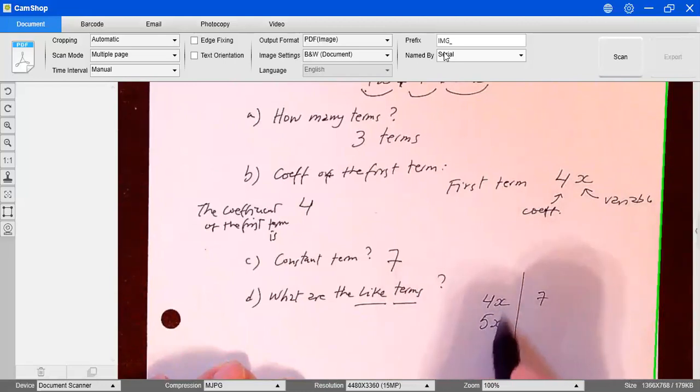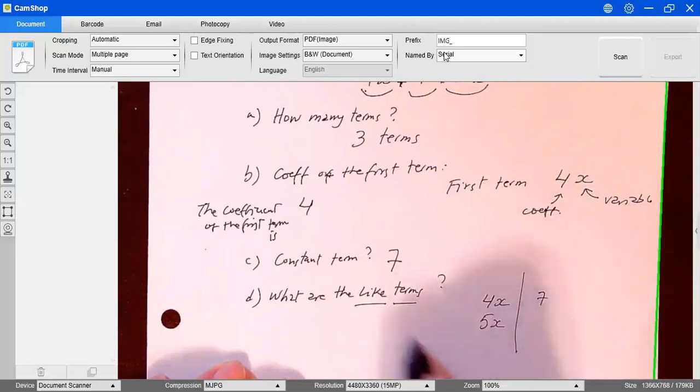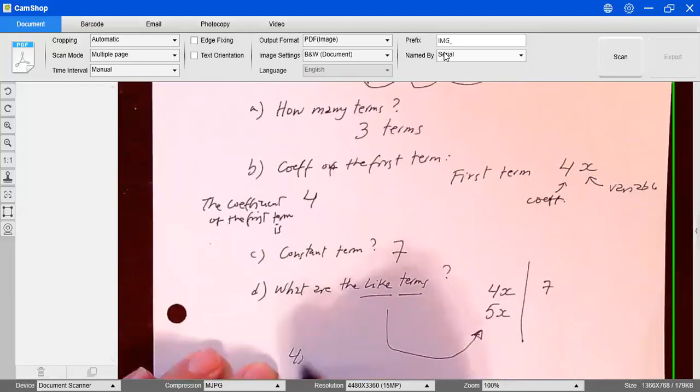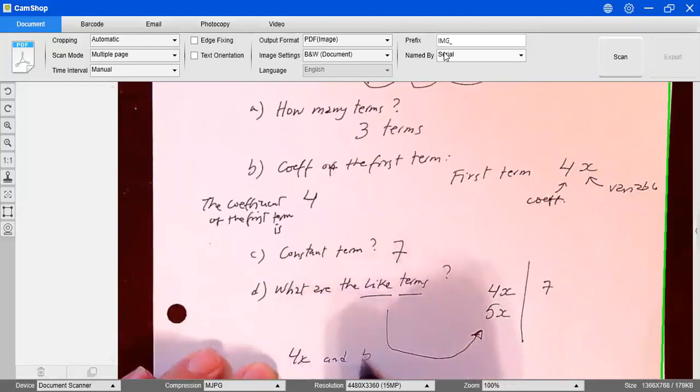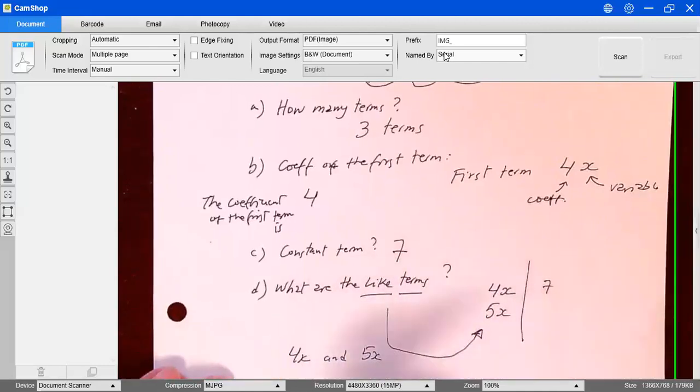What is the power of this x? The power is just 1. We don't write the 1 when you have these kind of variables. So these are the like terms. So the answer is 4x and 5x. So those are the like terms.